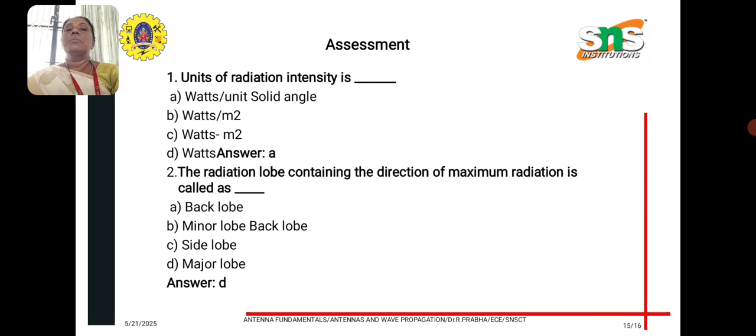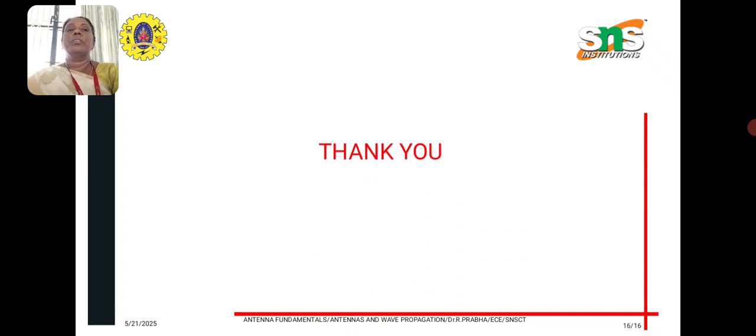Now, the unit of radiation intensity: there are 4 options given. The answer is watts per unit solid angle. And the second question: the radiation lobe containing the direction of maximum radiation is called, we know, the major lobe. Thank you.